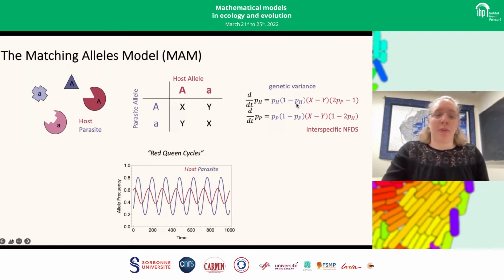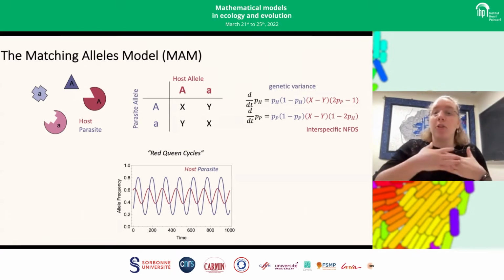And as you might expect, these allele ODEs for the allele frequencies break down into the traditional components of having the genetic variation times the selection. And here selection depends on the allele frequency in the other species. So if I'm looking at the host, this is the parasite and vice versa. So this can be thought of as interspecific negative frequency dependent selection. So maybe just like negative frequency dependent selection that we saw a few slides ago, this interspecific negative frequency dependent selection should maintain genetic variation.